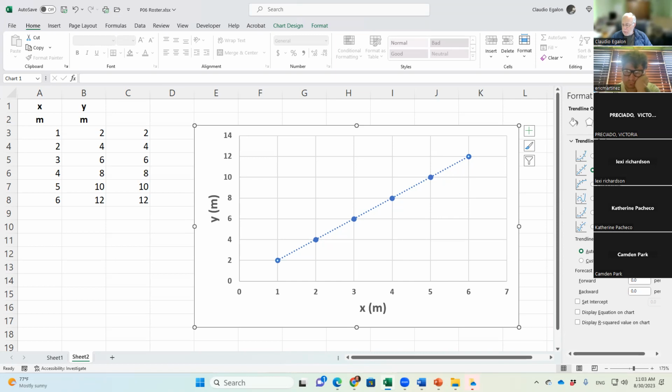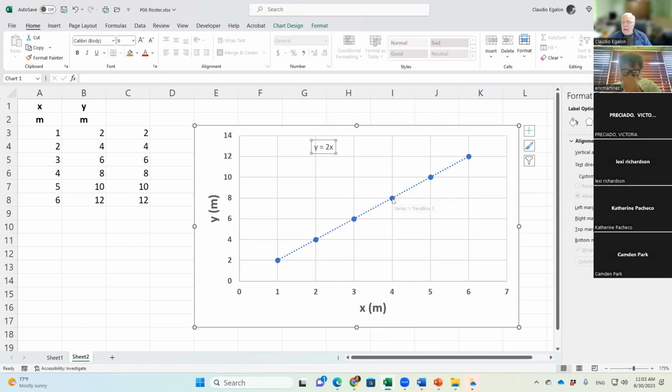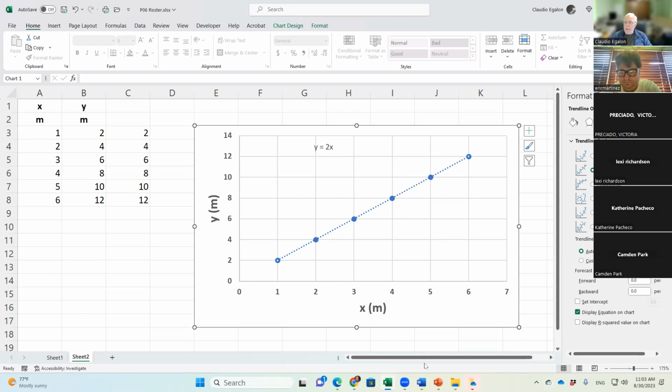And what else do we need to do? You have to display equation on chart. See the equation here? Excel is smart enough to calculate that for you. And we have to do something else too. Okay, here you go. I want you to check this box as well: display R-square value on chart. I'm going to talk more about this R-square value, okay? So display R-square value on chart, and we have the value of R-square. So that's how you get your trend line and the R-square value.